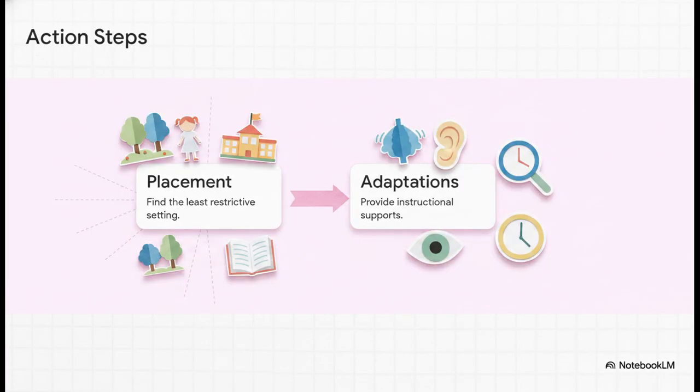Based on those assessments, the team determines Step 3, placement. The golden rule here is finding the least restrictive environment possible. This could be a general ed classroom with extra support or a specialized resource center, but the goal is always to equip the child to move to a less restrictive setting over time. Then comes Step 4, curricular adaptations. This is where we plug in instructional supports like visual aids, auditory tools, or extra time so the student can fully access the content without us having to water down the actual educational standards.